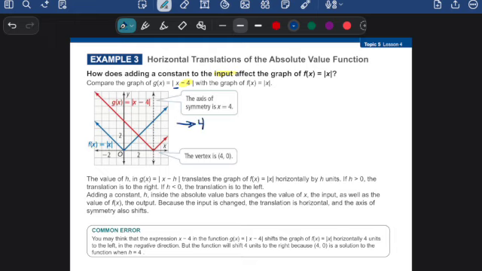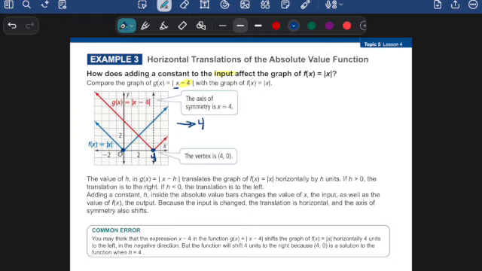So think opposite. If it's -4 inside the parentheses, that means we have to move our whole input to the right 4. So again, look where the outputs are the same at 0. My input is at 4. And then so my x value is 4. If I subtract 4, it gets me back to 0 where the parent function is.